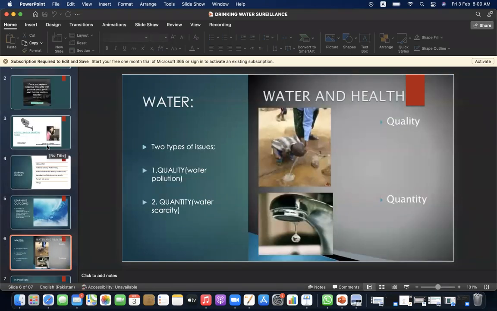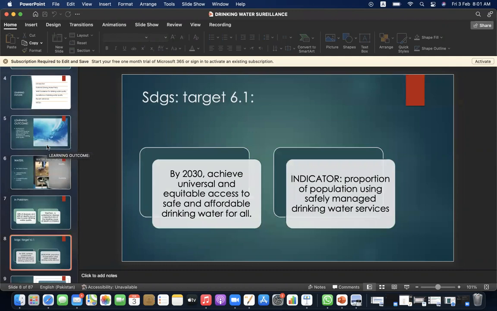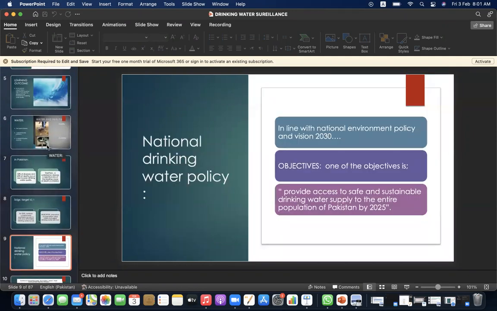Water and health. Basically, there are two types of issues: quality and quantity, water pollution and water scarcity. In Pakistan, 50% of diseases and 40% of deaths occur due to poor drinking water quality. Diarrhea, a waterborne disease, is reported as one of the leading causes of death in children. SDG target 6.1: by 2030, achieve universal and equitable access to safe and affordable drinking water for all. Indicator: proportion of population using safely managed drinking water services.